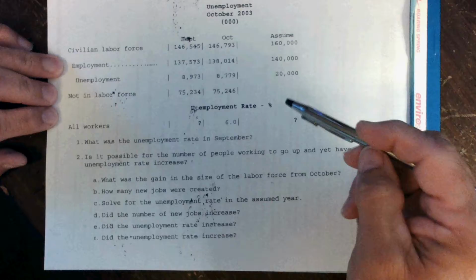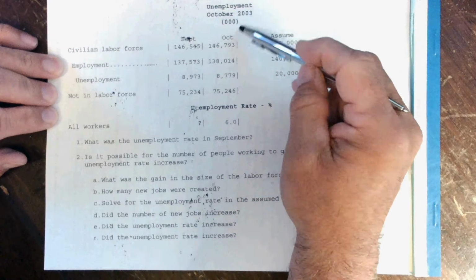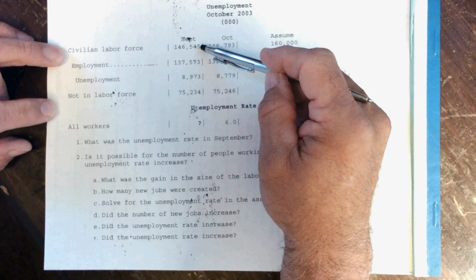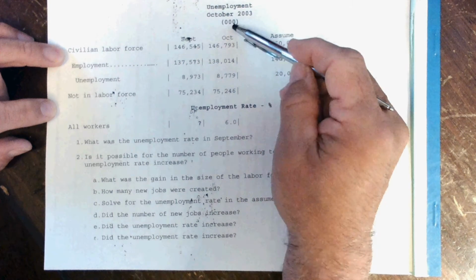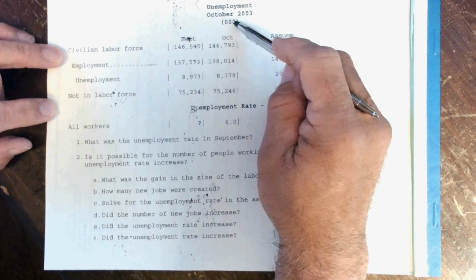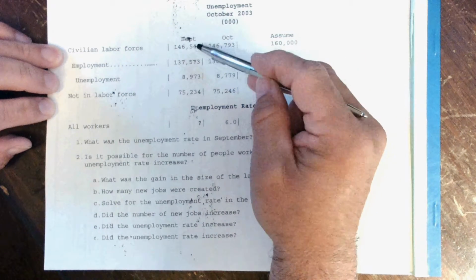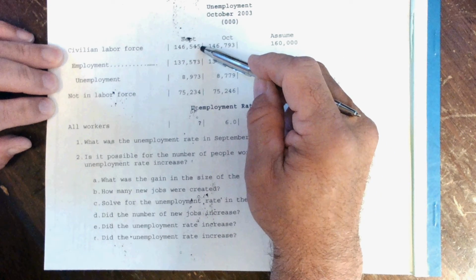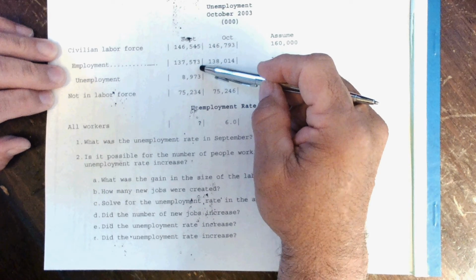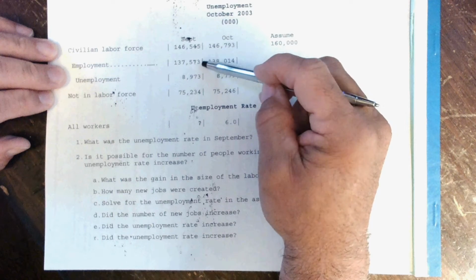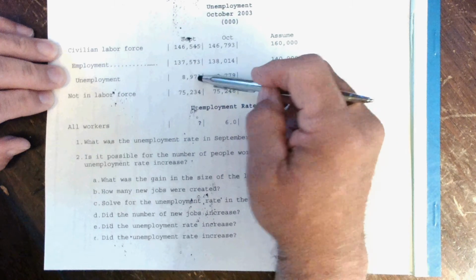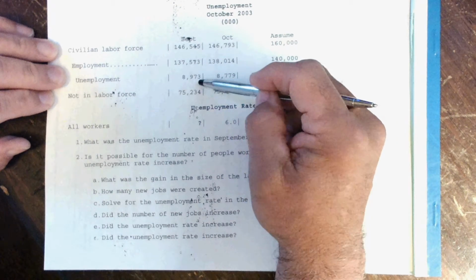Calculating the unemployment rate in September of 2003, the civilian labor force was 146,545,000. It's very common to leave off 3 zeros or even 6 zeros when you're dealing with large numbers because one additional observation doesn't really amount to much. So the civilian labor force was 146,545,000. Of that, 137,573,000 were employed. Taking the civilian labor force minus the number of workers employed gives us the number of workers who are unemployed, which is 8,973,000.